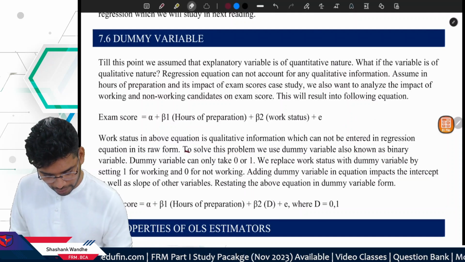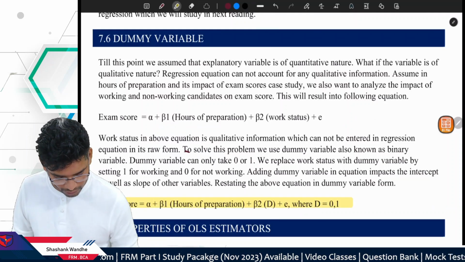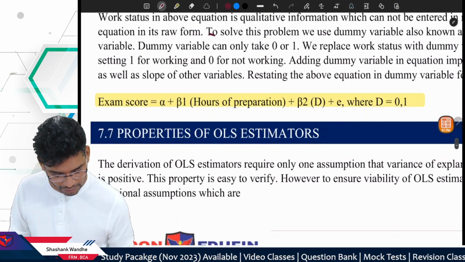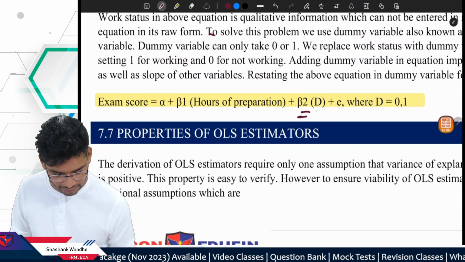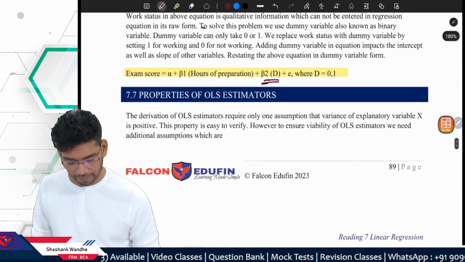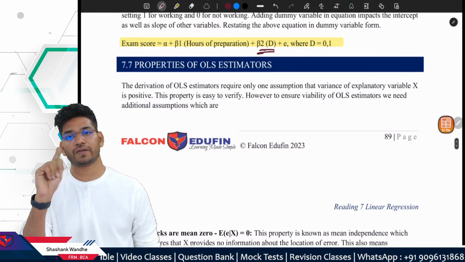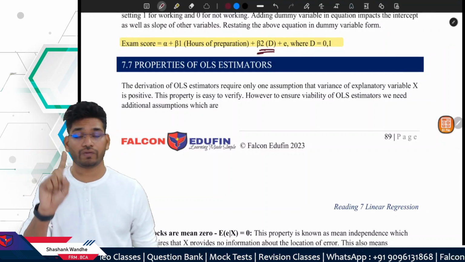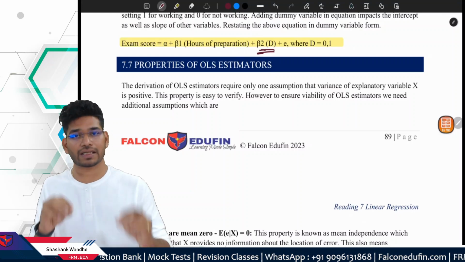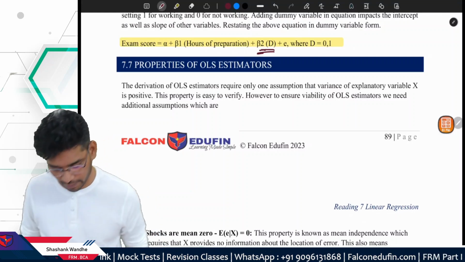The proper linear regression equation with a dummy variable looks like this, and the rest of the part is captured by the intercept. So for two categories, we'll use one dummy variable. For 12 months, we will use 11 dummy variables. For 4 quarters, we will use 3 dummy variables. This is the most important part of the dummy variable.